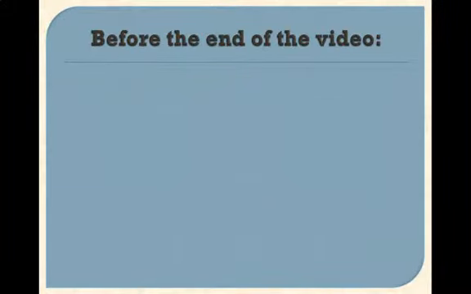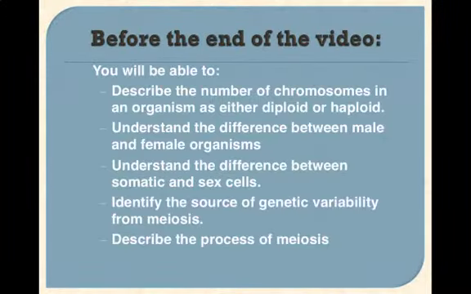Meiosis. So before the end of this video, you'll be able to do the following. You'll be able to describe the number of chromosomes in an organism as either diploid or haploid, understand the difference between male and female organisms, understand the difference between somatic and sex cells, identify the source of genetic variability from meiosis, and be able to describe the general process of meiosis.